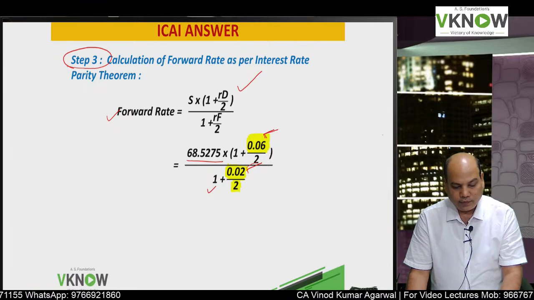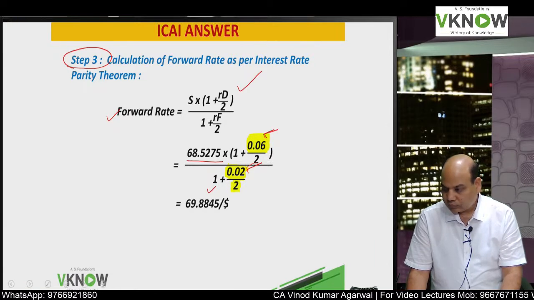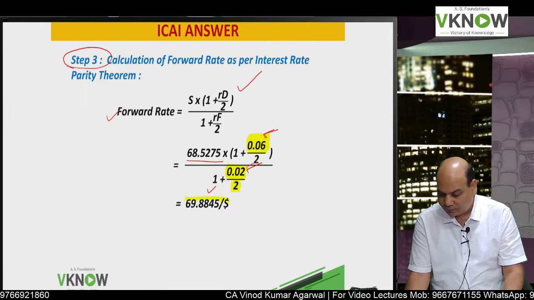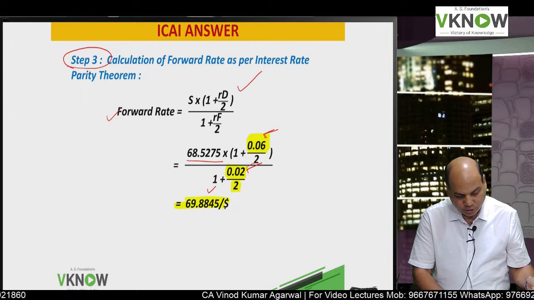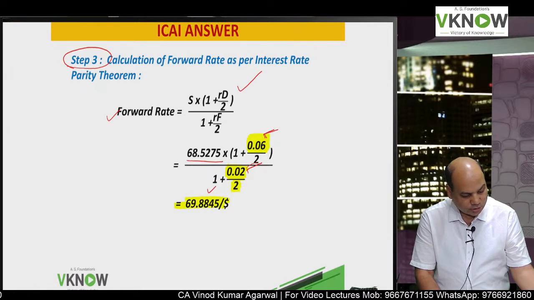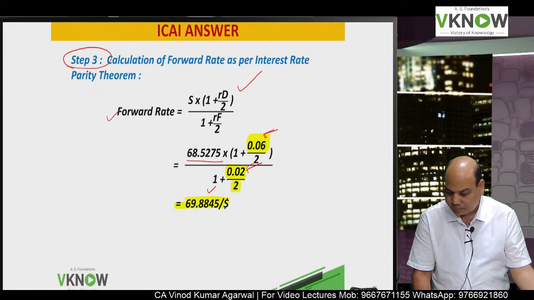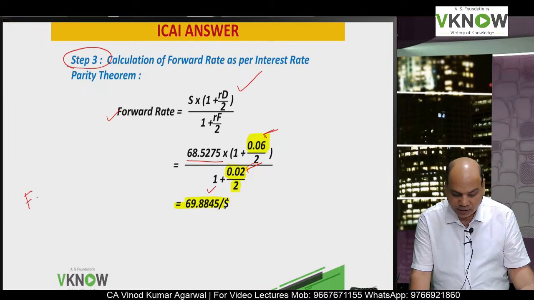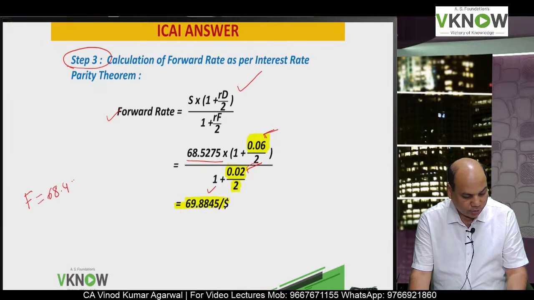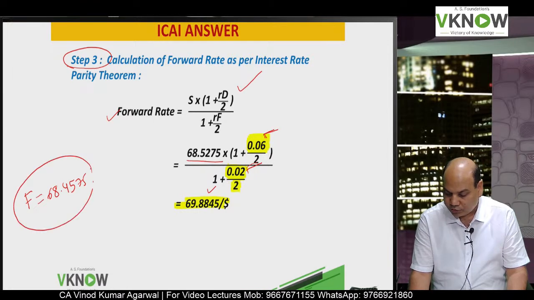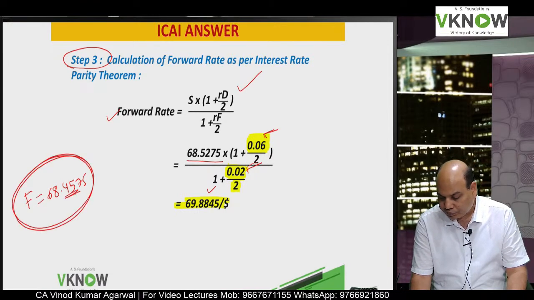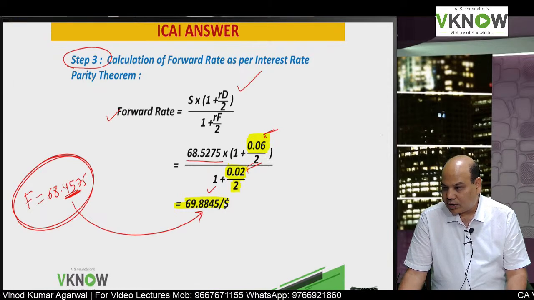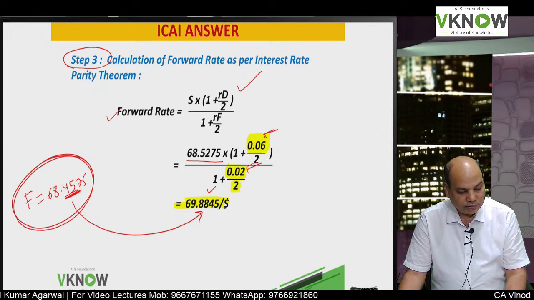So now you will solve and give me the answer. The answer comes to 69.8845 per US dollar. And what is the forward rate the bank has quoted? 68.4575. So it is better to take a forward cover because this is much lower than the exchange rate that you will get as per IRPT.